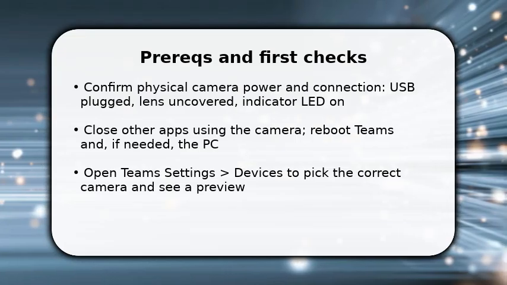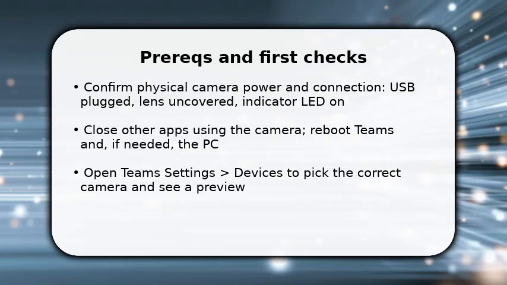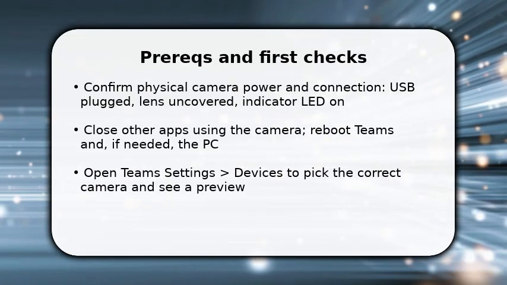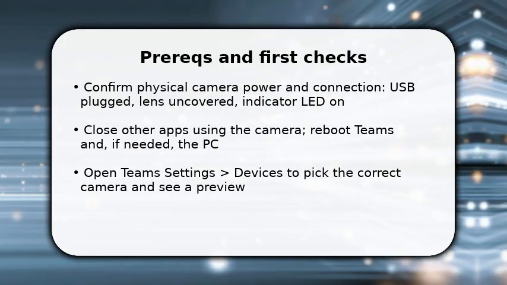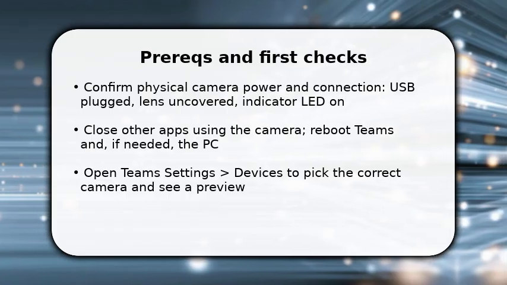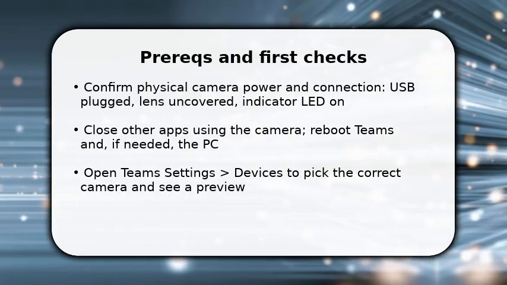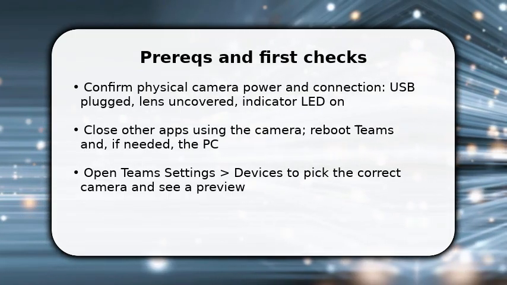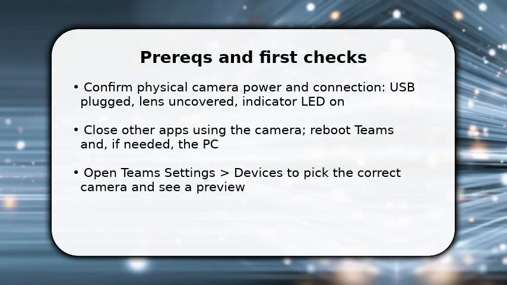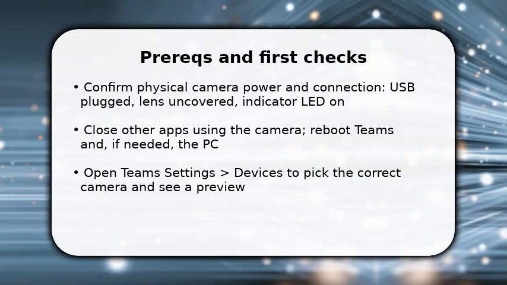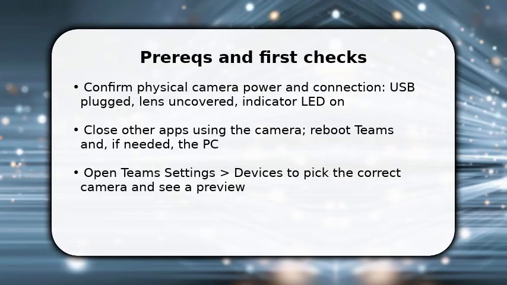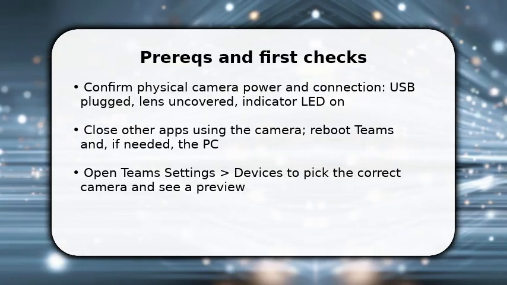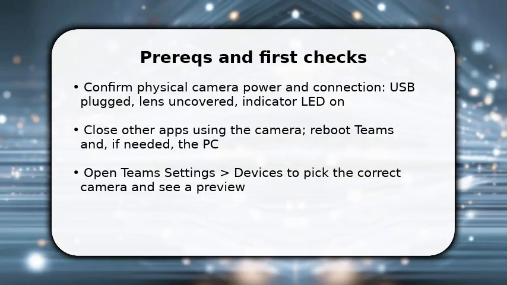Enjoy the video. You start by confirming prerequisites and taking the fastest, high-impact steps. First, make sure the camera is powered and physically connected. A loose USB or covered lens is the most common cause. Once done, close any app that might lock the camera and fully restart Teams. This frees the device. Then go into Teams Settings, Devices, and select the intended camera while watching the preview so you see whether Teams can access the feed immediately.